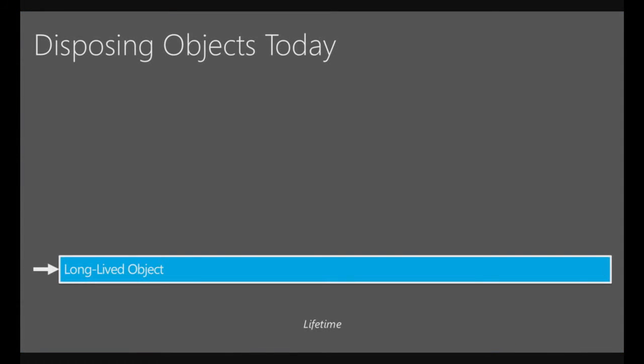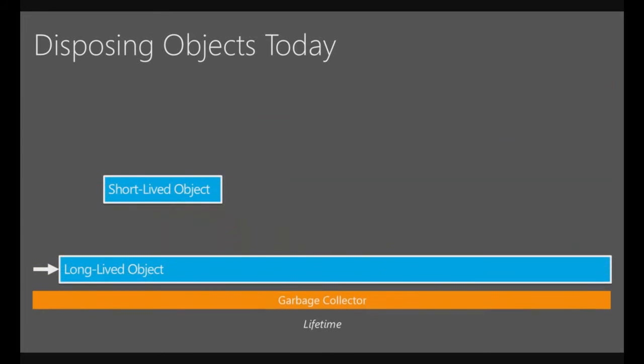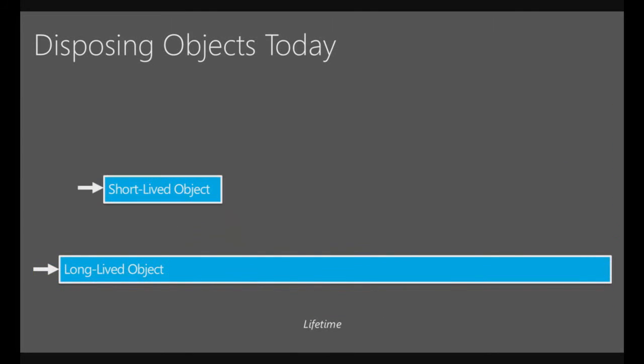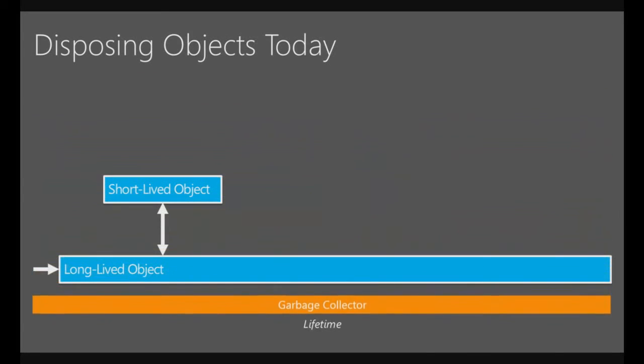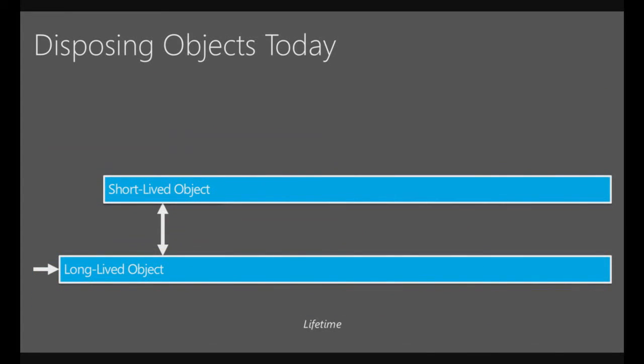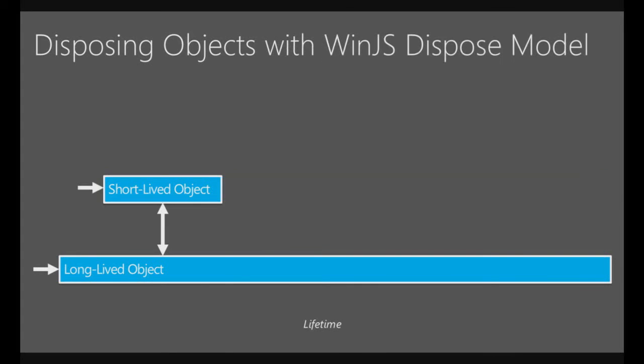Suppose you have a long-lived object in the system. You also have a short-lived object, which should go away when you're done using it. When you're done with the short-lived object and no one holds a reference to it, the garbage collector can reclaim the memory used by the short-lived object. However, if your long-lived object holds a reference to your short-lived object, the garbage collector won't collect your short-lived object. It now has the same lifetime as the long-lived object. However, calling the new dispose function on the short-lived object lets you break those connections so the garbage collector can collect the object on its next pass.